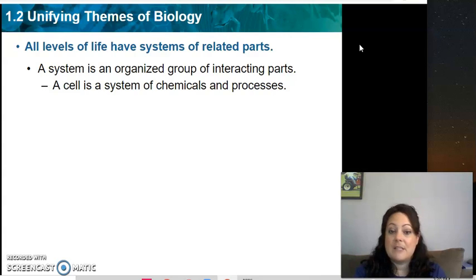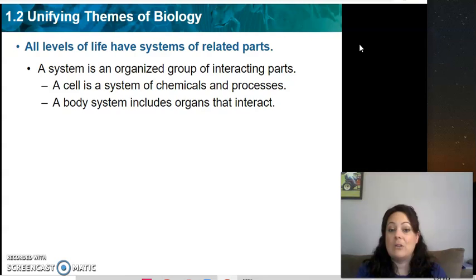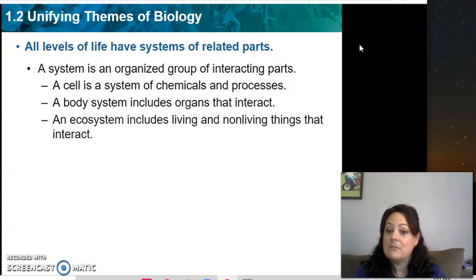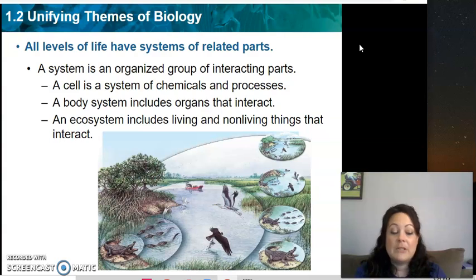A cell is a system of chemicals and processes. A body system includes organs that interact. An ecosystem includes the living and non-living things that interact to make up the ecosystem. And there's a picture of an ecosystem. We talk a lot about systems in science. There's different types. There's open and closed.